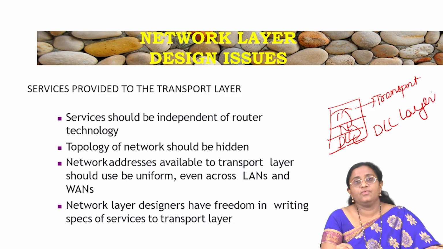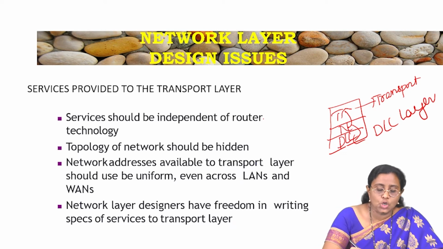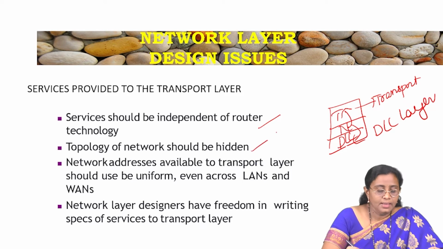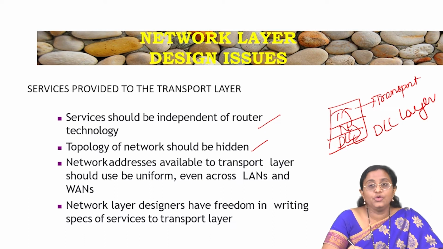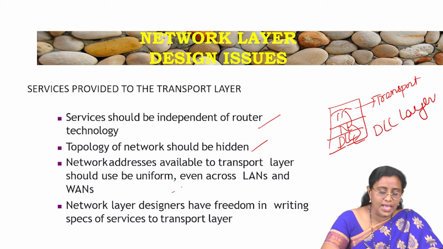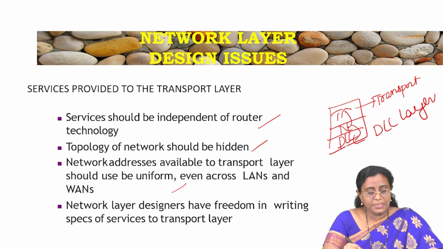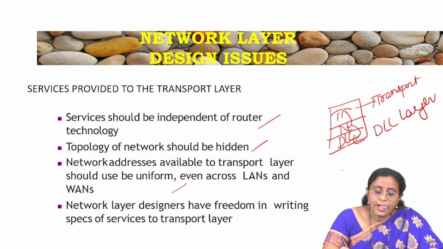Here we can see one by one the services provided to the transport layer. The first one is that the services should be independent of router technology. The second one is that the topology of the network should be hidden. The third one is that the network addresses available to the transport layer should be uniform, even across LANs and WANs. Network layer designers have freedom in writing the specs of services to the transport layer. The first one is that the services should be independent of router technology. There is no dependence on any particular router.